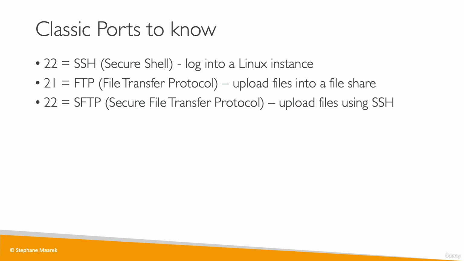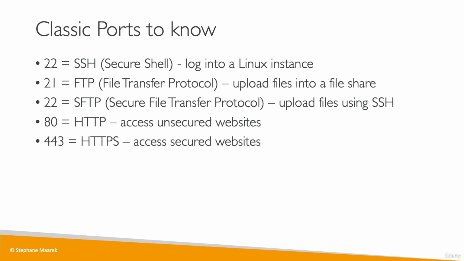Then we have port 80 for HTTP, and we've been using it in the previous lecture. This is to access unsecured websites. You've seen this whenever you go on the internet and you enter http:// and then the address of the website. And you've most likely seen a lot more of this: HTTPS, which is to access secured websites, which are the standard nowadays. And for HTTPS, it is port 443.